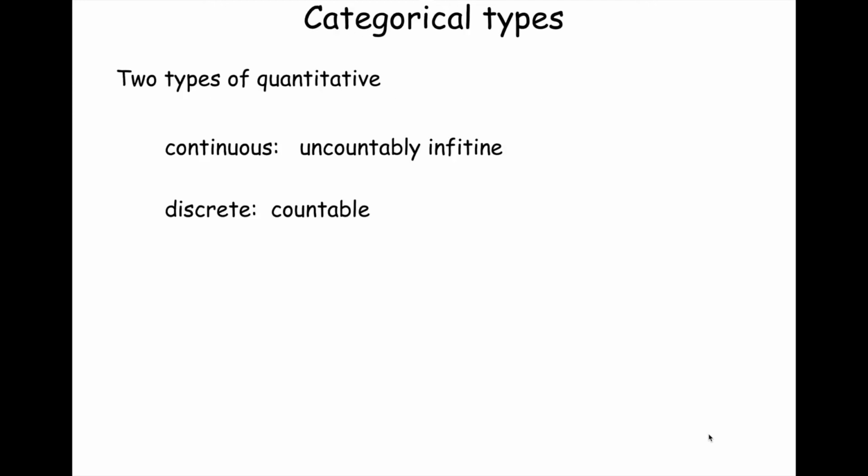Okay. So we have two types of quantitative variables. We have continuous, which should be very old hat from last semester, which is uncountably infinite, it's real valued. And we have discrete, which is countable. So countable could be an integer, right? 1 gallon, 2 gallons, 10 gallons.